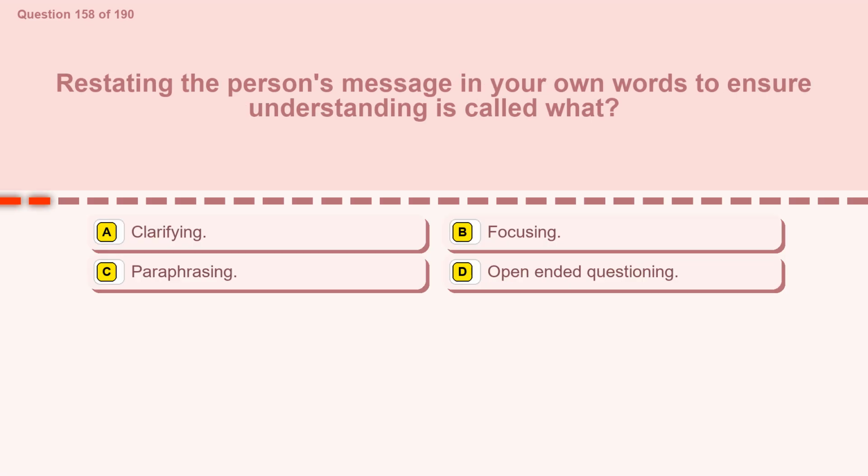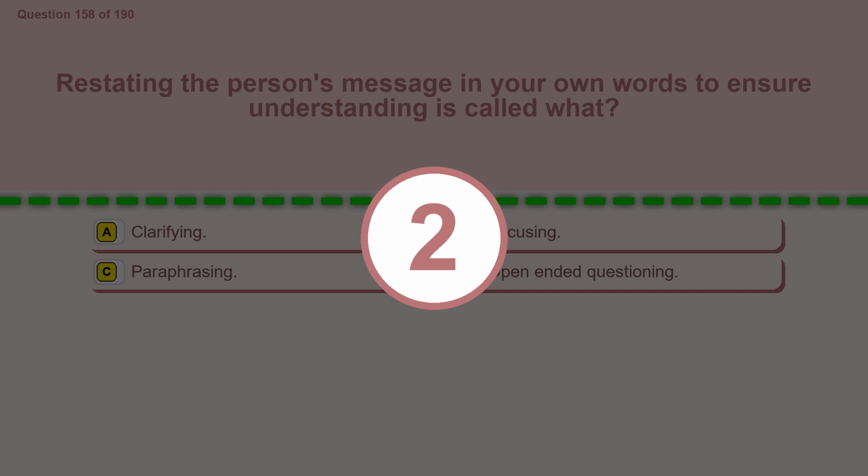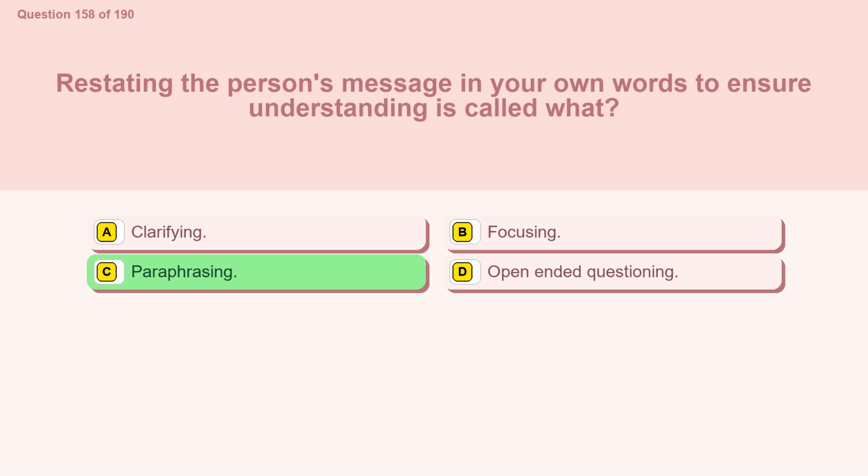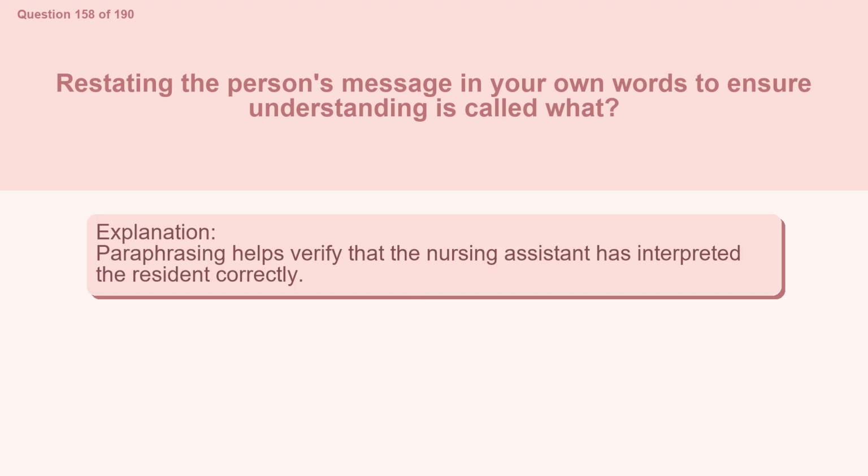Question 158. Restating the person's message in your own words to ensure understanding is called what? Option A, clarifying. Option B, focusing. Option C, paraphrasing. Option D, open-ended questioning. The correct answer is option C, paraphrasing. Paraphrasing helps verify that the nursing assistant has interpreted the resident correctly.